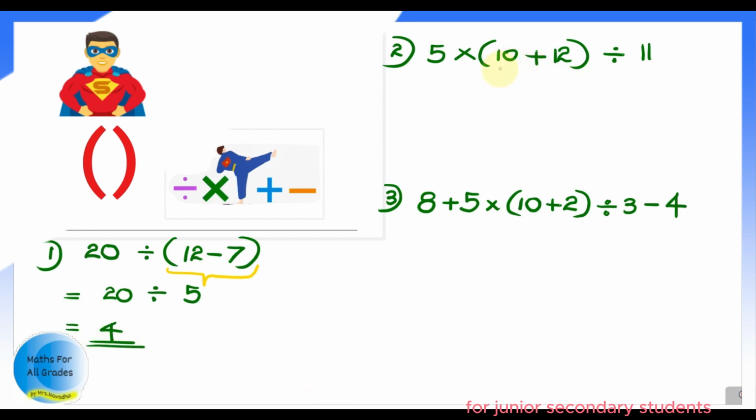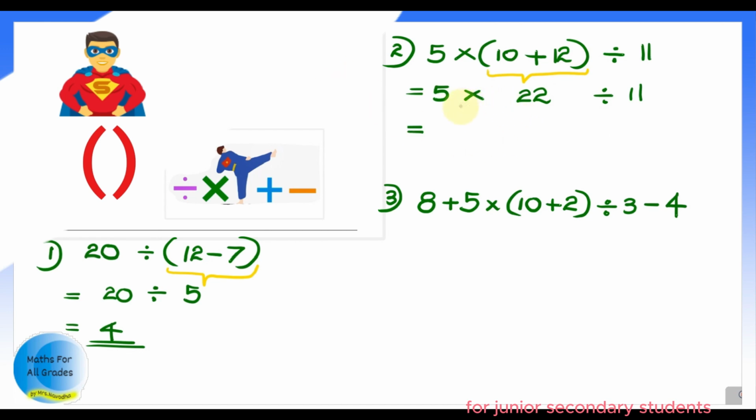Question number 2. We go for the brackets first. That means add 10 and 12 first. 10 plus 12 equals 22. Now let's write down the other parts as they are: 5 times 22 divided by 11. Also notice there's no need to put brackets here again. Once you've done the calculation, the brackets are not necessary.